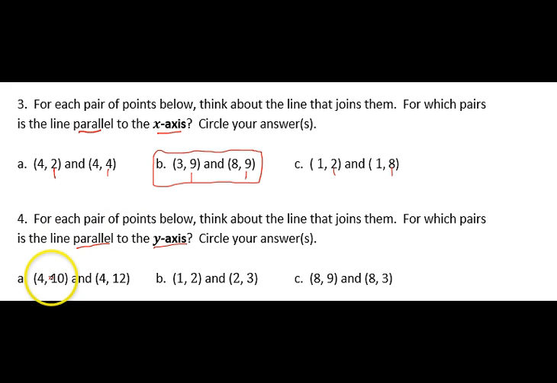So if I look at my answer choices, answer A does have matching x coordinates. So that would create a line that is vertical and parallel to the y-axis. Answer B does not have matching x coordinates, so that would not be a correct answer. Answer C does have matching x coordinates, so that would also be a correct answer. That would form a line that is vertical and parallel to the y-axis.